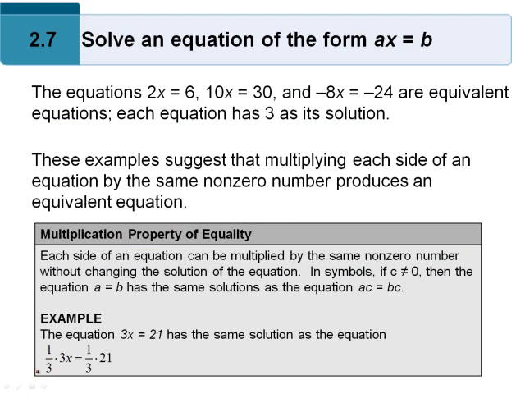All right, so we have equations up here. 2x equals 6, 10x equals 30, and negative 8x equals negative 24. Every single one of those equations has 3 as its solution. So those are considered to be equivalent equations.